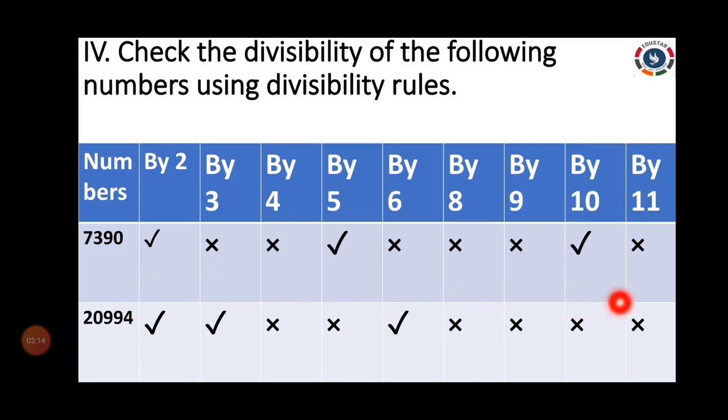9, sum of the digits you are getting how much now? 24. So 24 is not a multiple of 9, so it is not divisible by 9, so putting cross. And 10, last digit we need 0 but we have 4, so it is not divisible by 10, so I am putting cross. 11, the difference we want to find: sum of the digits at odd places minus sum of the digits at even places. The sum of the odd places, how much you are getting? 15. Even places 9. If you subtract those two values, you are getting 6. So it is not divisible by 11. So copy everything without making mistakes.